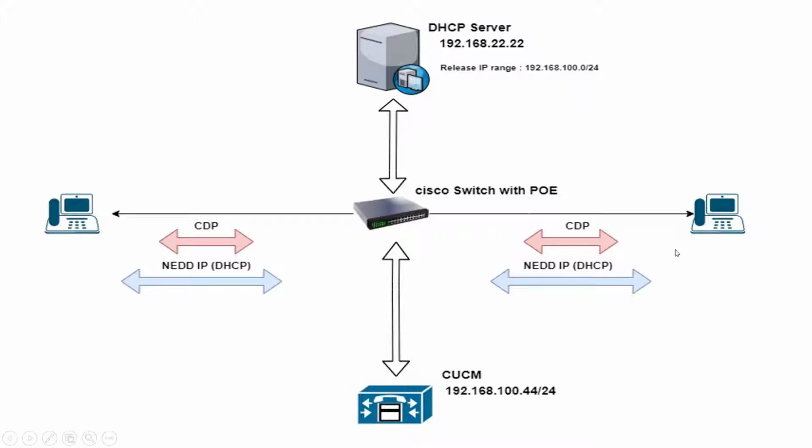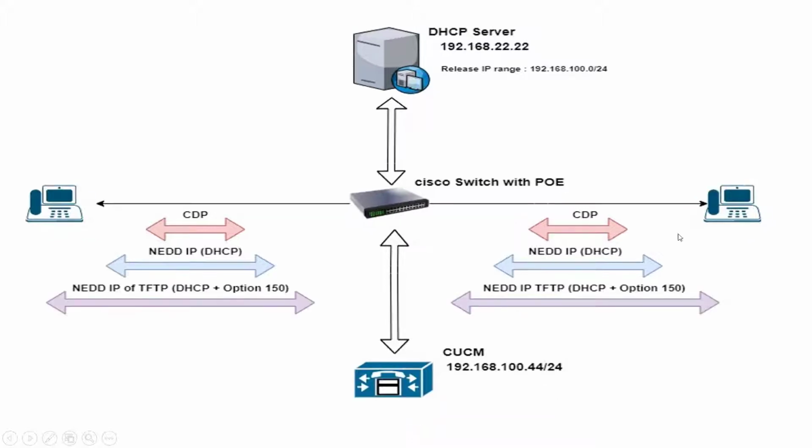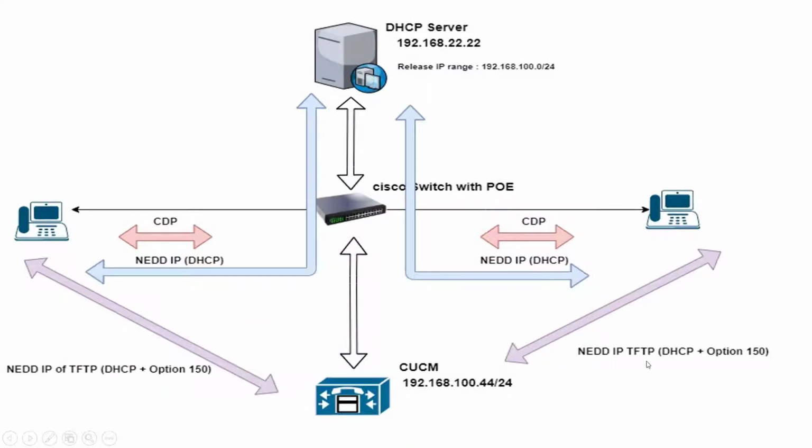When the Cisco IP phone gets the IP address from the DHCP, it needs a TFTP server, and option 150 in the DHCP server gives the IP address of the TFTP server. Option 150 gives the address of the TFTP server. Because the Cisco IP phone needs many pieces of information from the CUCM, and the CUCM inside the TFTP server sends the information to the Cisco IP phone, just like that.